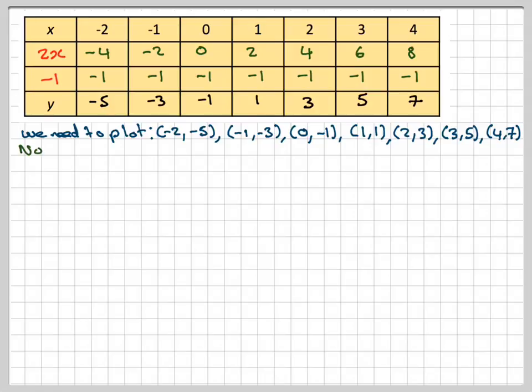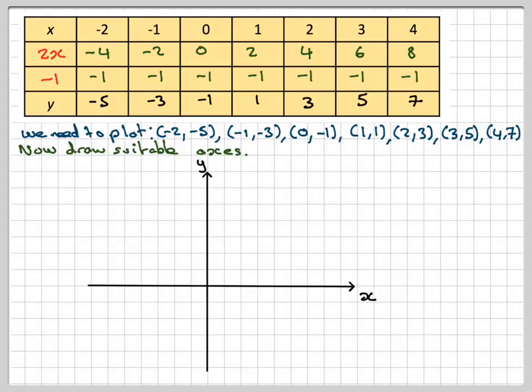Right, then we need to draw a suitable set of axes. Now, I'm going to have a y and an x axis, so I'll label each end, y and this end x. Now the x, I'm going to make like two squares, 1, 2, 3, 4, and then if I go back this way, this will be minus 1, minus 2.